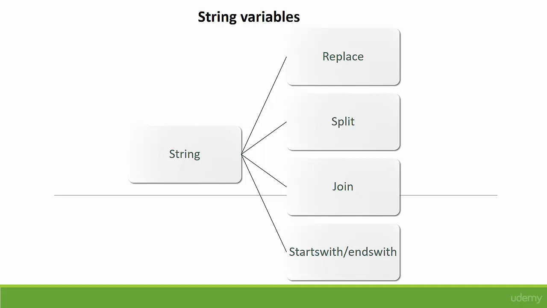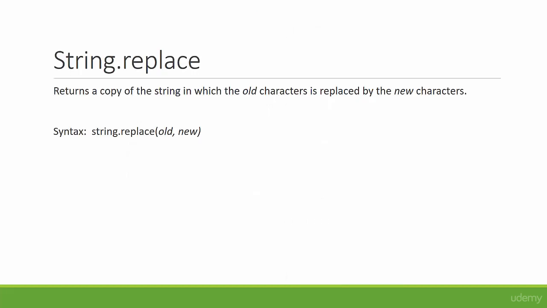So first, you have the string replace method. What the replace method does is it returns a copy of the string in which the old character is replaced by the new character. So the syntax will be replace, and you put the old character first and the new character after it, separated by a comma.